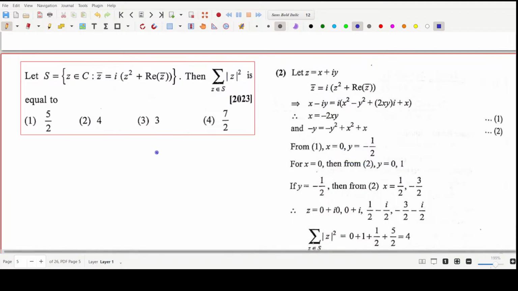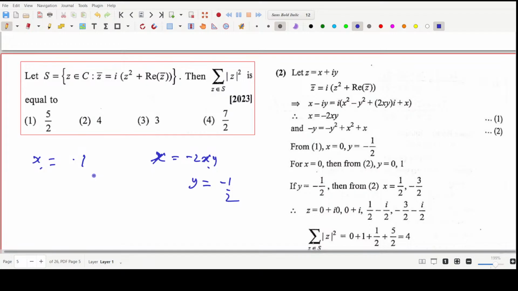See, x equals minus 2xy. What does this mean? When is this valid? How do you solve this equation? One is you will cancel out x and x, and you will get y equals minus half. But when you are cancelling x and x, what exactly does that mean?